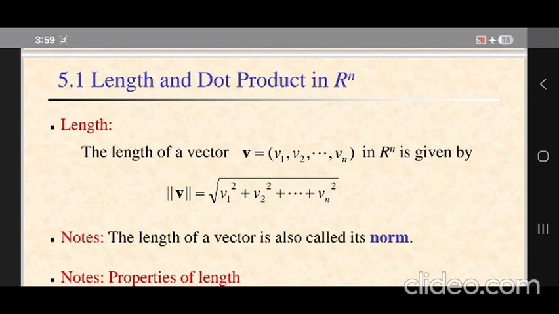Length and dot product in R^n. The length of a vector v equals (v1, v2, ..., vn), whose elements belong to R^n. By definition, the norm of v is the root of v1 squared plus v2 squared plus ... plus vn squared. This is called the length of a vector. The length of a vector is also called its norm.